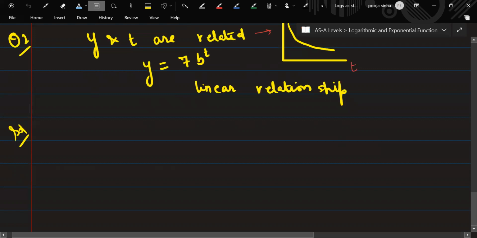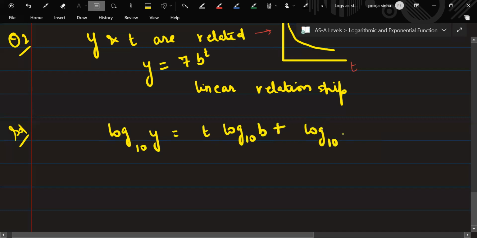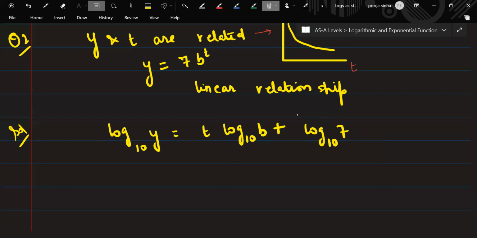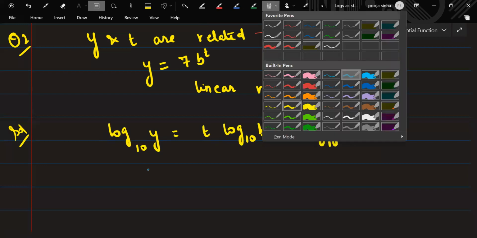But aren't we converting it into a line? So first give me the relationship. You just have to give a linear relationship in the form of y equals to mx plus c. I'll tell you what to do after that. Log y is equal to t log b plus log 7. Log to the base 10 you've taken. To the base 10, yeah. Log y is equal to t log to the base 10 of b plus log to the base 10 of 7. Now tell me, I need to know now what's your y, what's mx, what's c.